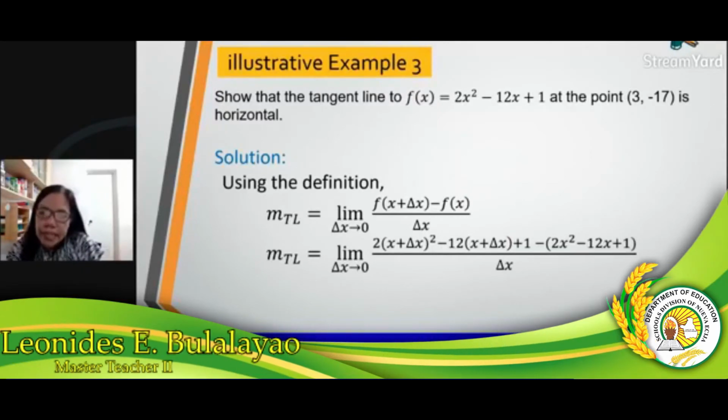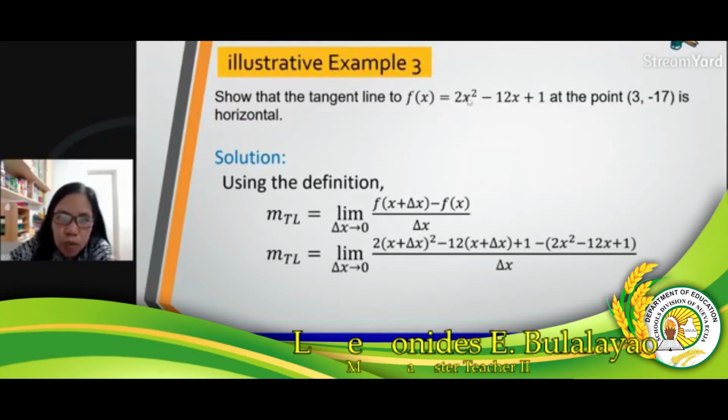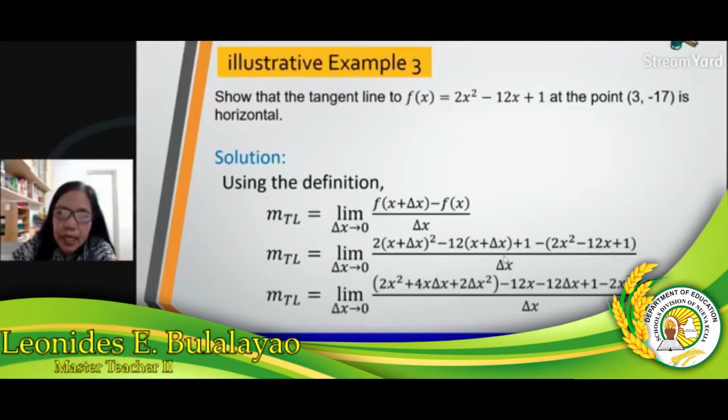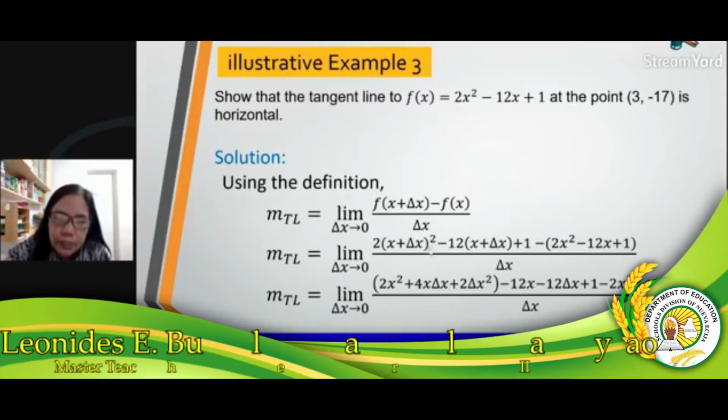And then use the same procedure, having x plus delta x in place of our x here. So 2 times (x plus delta x) squared, minus 12 times (x plus delta x), plus 1, minus the original function, which is equal to f of x, all over delta x. Then we have to again square the binomial and multiply by 2.